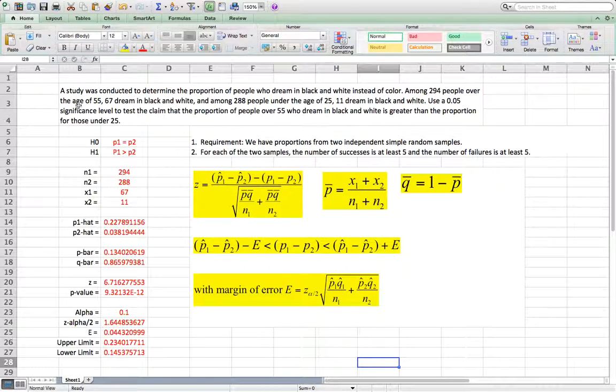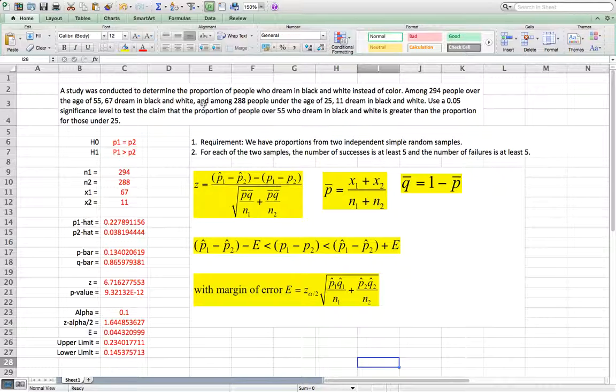Let's look at an example. A study was conducted to determine the proportion of people who dream in black and white instead of color. Among 294 people over the age of 55, 67 dream in black and white, and among 288 people under the age of 25, 11 dream in black and white. Use a 0.05 significance level to test the claim that the proportion of people over 55 who dream in black and white is greater than the proportion for those under 25.